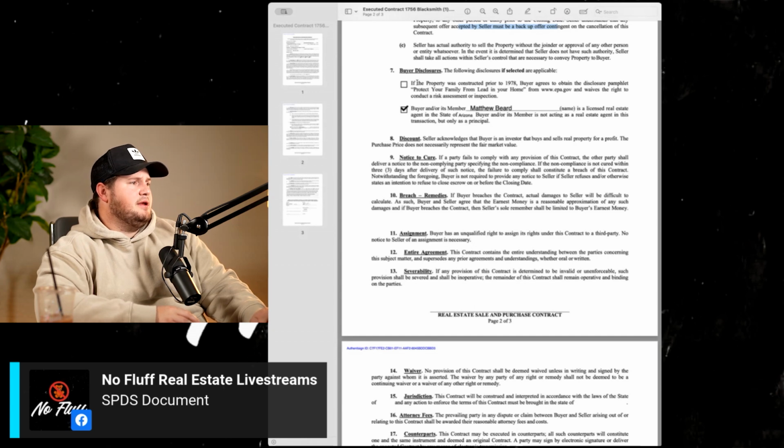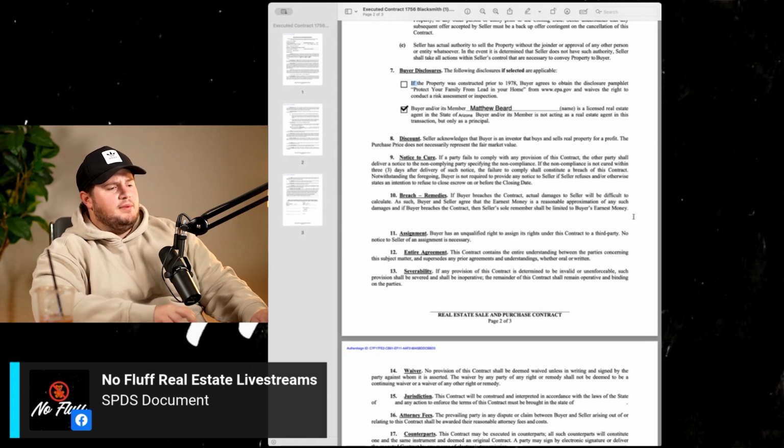If the property is constructed prior to 1978, the buyer agrees to obtain the disclosure pamphlet on protect your family from lead in your home, which you can get from the EPA.gov, which is just a lead-based paint addendum, basically. Understanding that there could be lead-based paint in the home if it was built prior to 1978. Okay.